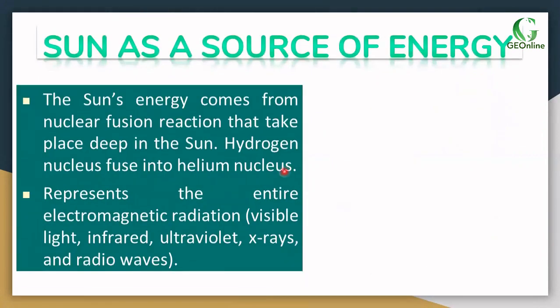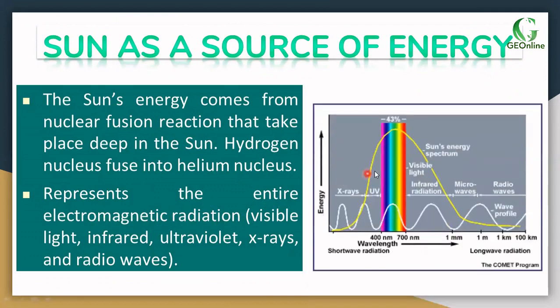So the major source of Sun's energy is coming from nuclear fusion reaction, which represents the entire electromagnetic radiation. This figure shows the electromagnetic radiation spectrum, wavelength along x-axis and energy along y-axis. We can see X-ray, ultraviolet, visible region, infrared, microwave, and radio wave. As we move towards the right hand side, the wavelength is increasing.